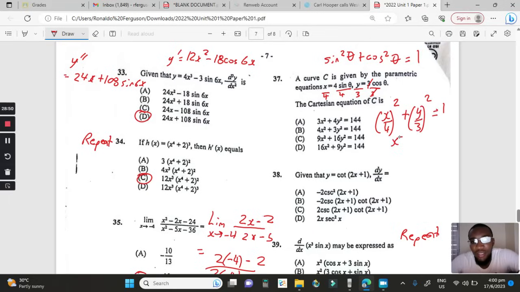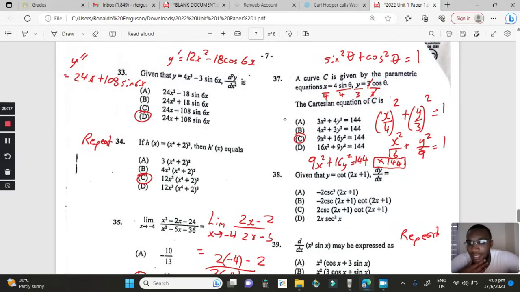This is now x squared over 16 plus y squared over 9 equal 1. Multiply through by 144, which is the LCM. 144 over 16 is 9, so 9x squared, plus 144 over 9 is 16, so 16y squared, equal 144. That's option C.